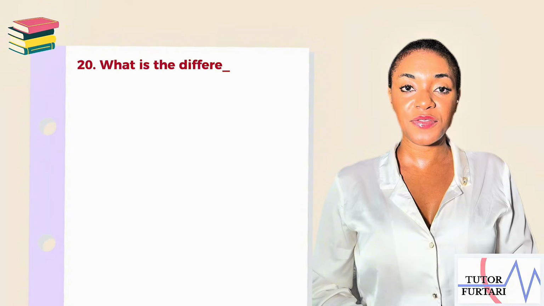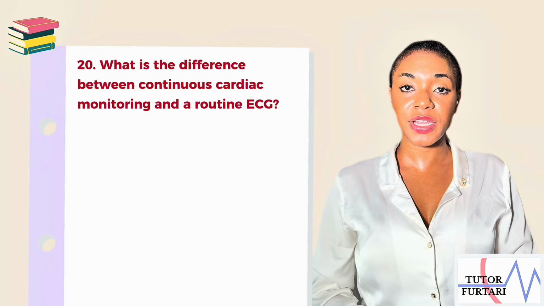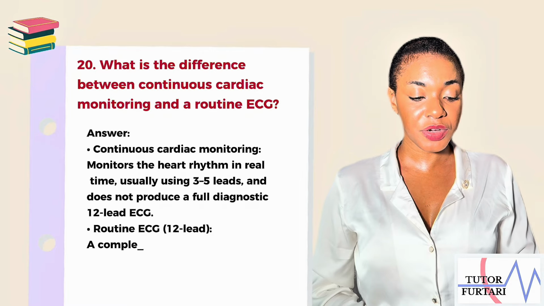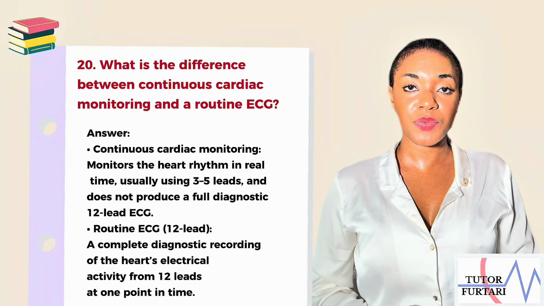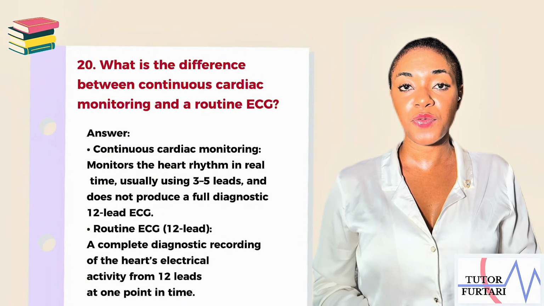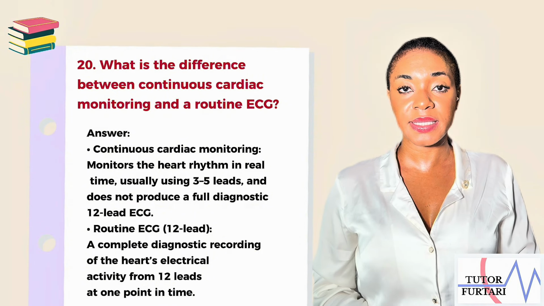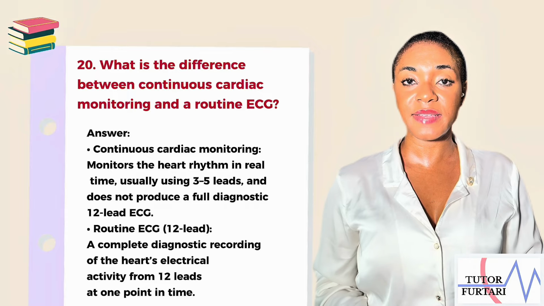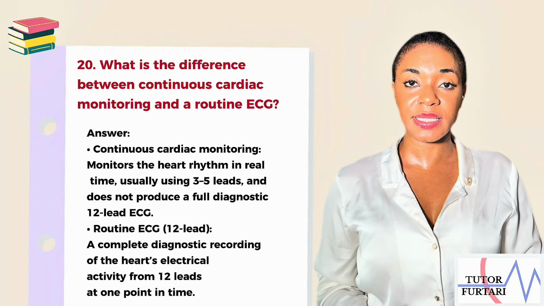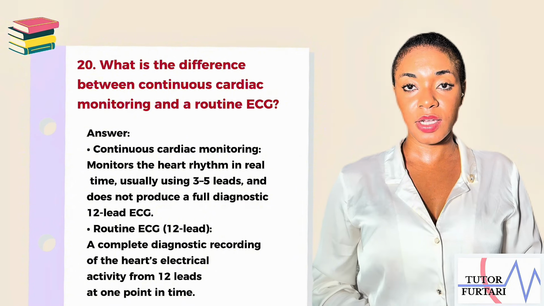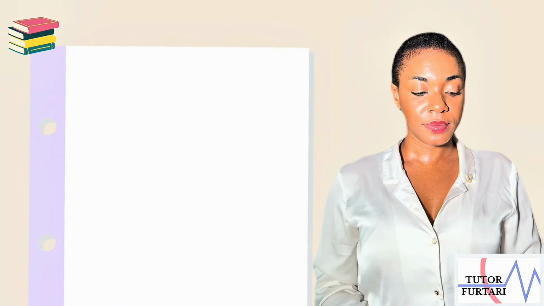20. What is the difference between continuous cardiac monitoring and a routine ECG? Continuous cardiac monitoring monitors the heart rhythm in real time using 3 to 5 leads and doesn't produce a full diagnostic 12-lead ECG, while the routine ECG, which is the 12 lead, gives a full diagnostic ECG because it makes use of the 12 leads. It is not continuously monitored.